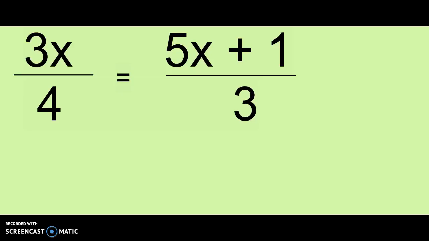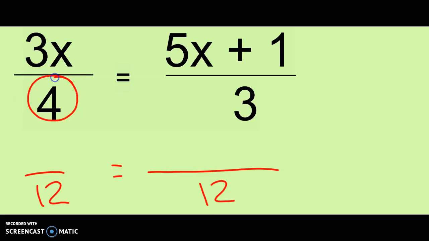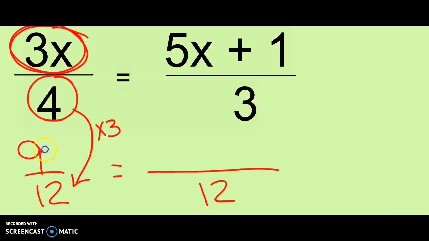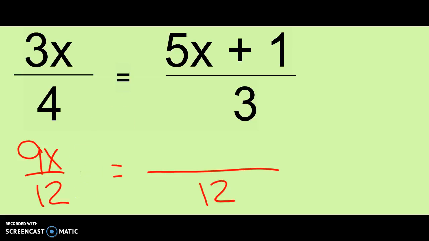All right, so here's another one. It's a simple one again. You can cross multiply, but I'm going to go with the whole idea of dropping the denominators because it's much easier. The common denominator of 4 and 3 is going to be 12. Over here you get a 12. Multiplying 4 times something to get 12, I'm thinking times 3. So we're going to multiply 3x times 3, and that's 9x. Now that makes sense, 9x over 12, 3x over 4, same thing.